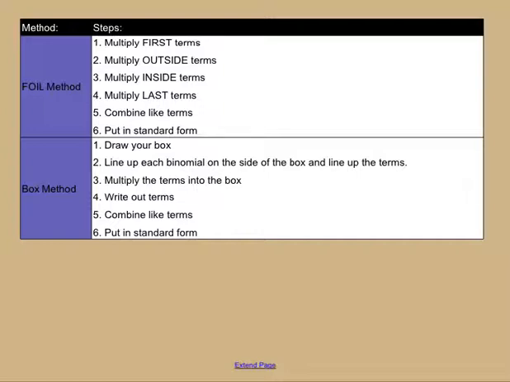Now recently, a new method has come out called the box method. Now I really like this box method. If you think back to science, it's kind of going to end up looking like a Punnett square. So you draw your box and you line up the binomial on each side of the box and you line up the terms, multiply in, write out your terms, combine like terms. Either method works. I will let you decide which method you want to use. Pick one and stick to it. That's my recommendation for you moving forward.